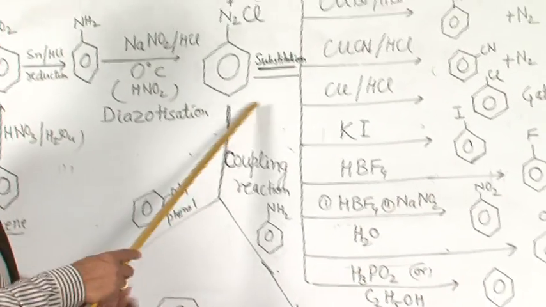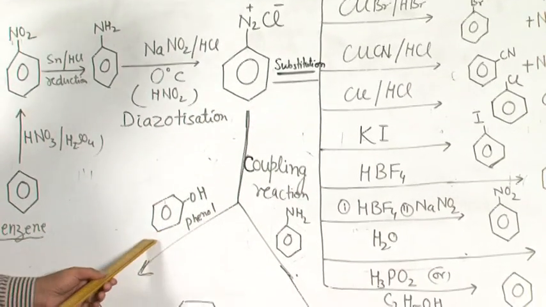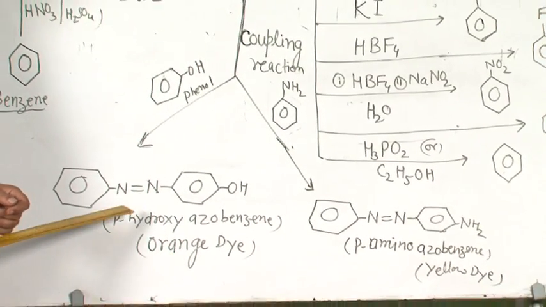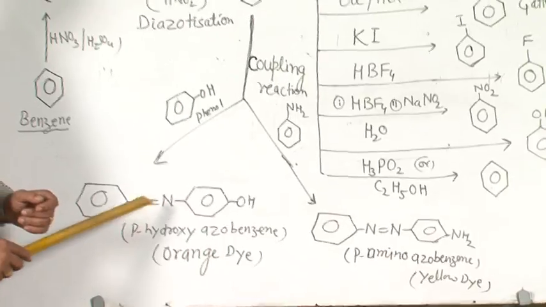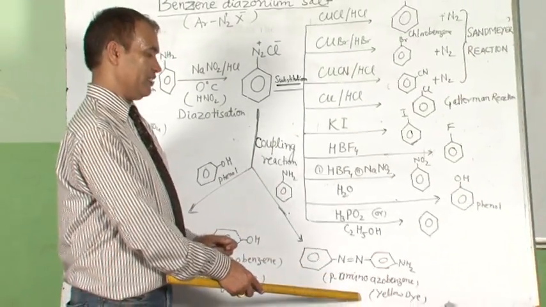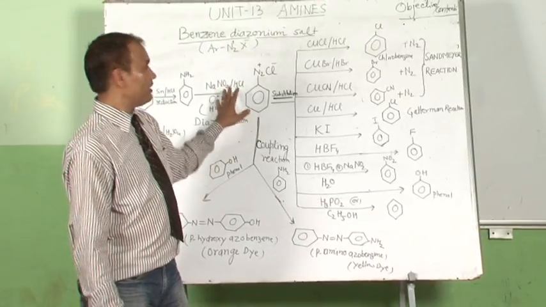Another important reaction is coupling reaction. When diazonium salt is coupled with phenol, we get an orange dye, that is para-hydroxyazobenzene. When it is treated with aniline, we get a yellow dye, that is para-aminoazobenzene. That is the end of this chapter.